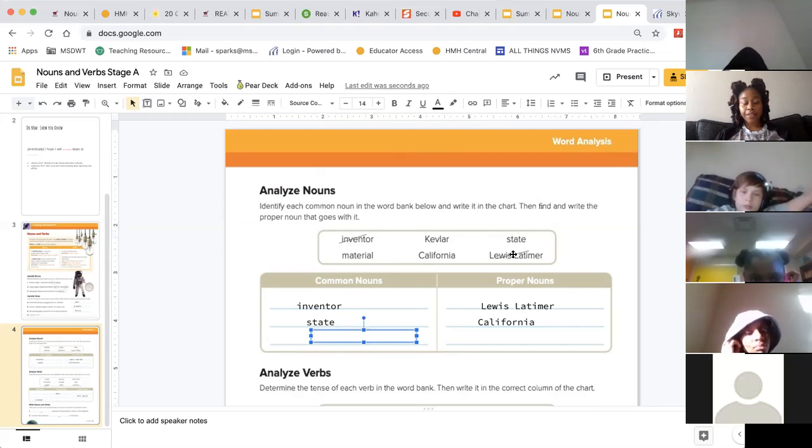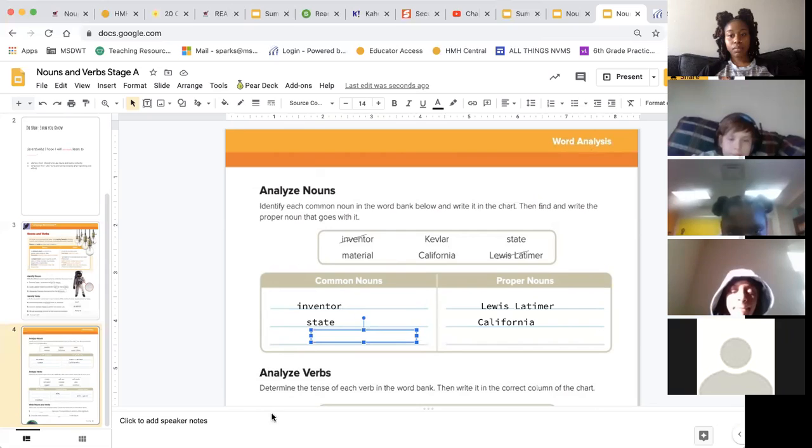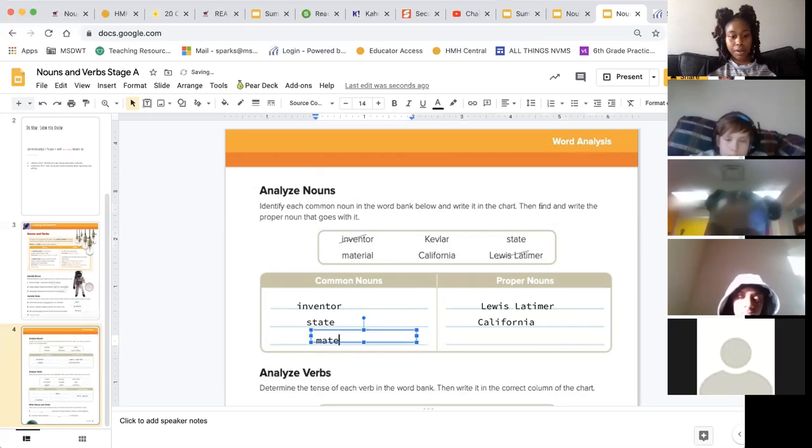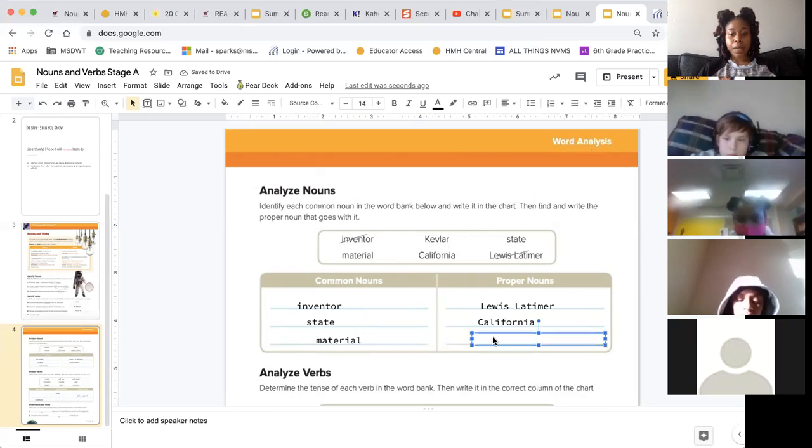The only two we have left are material and Kevlar. So what we already know about common nouns and proper nouns, you guys should be able to figure this out. Remember, proper nouns are always capitalized, and common nouns can be any person, place, or thing. So what would be the common noun that we write here? Good, Patrick. Material. And the material that matches up is Kevlar.